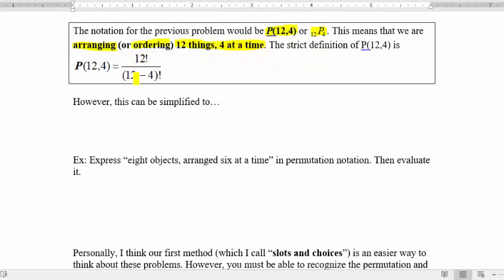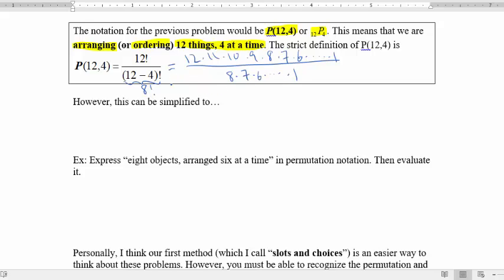All right, and here's the definition of what 12P4 would be. It's actually 12 factorial divided by 12 minus 4 factorial. But if you look at that, let's say I was going to write that out in the strict definition form, 12 factorial would be 12 times 11 times 10 times 9 times 8 times 7 times 6 times dot dot dot, all the way down to 1. And then 12 minus 4 factorial, I would do the parentheses first. So this would actually become 8 factorial. And then I would do 8 times 7 times 6 times dot dot dot down to 1.